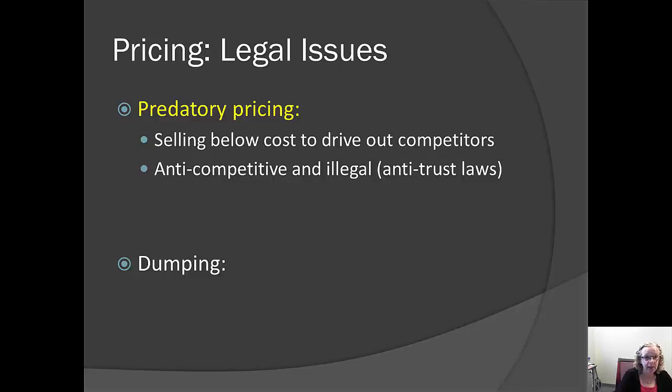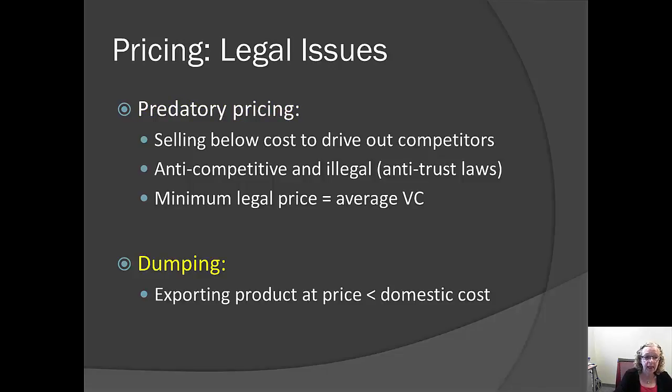Generally speaking, predatory pricing is illegal. It violates antitrust laws. And the general rule that's used to test whether a firm is engaging in predatory pricing is whether they are selling their goods at less than the average variable cost for those goods. If they are, then it's presumed that they are engaged in predatory pricing.